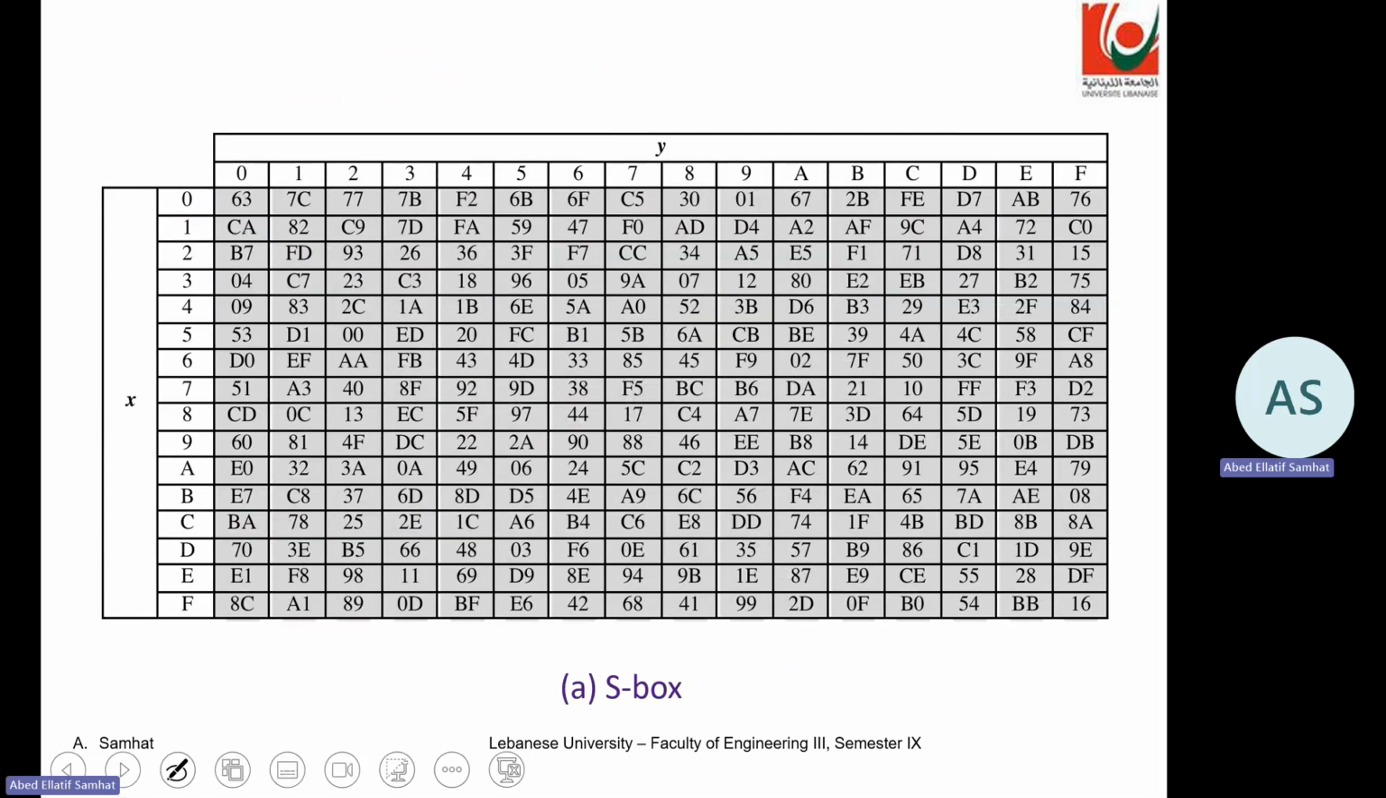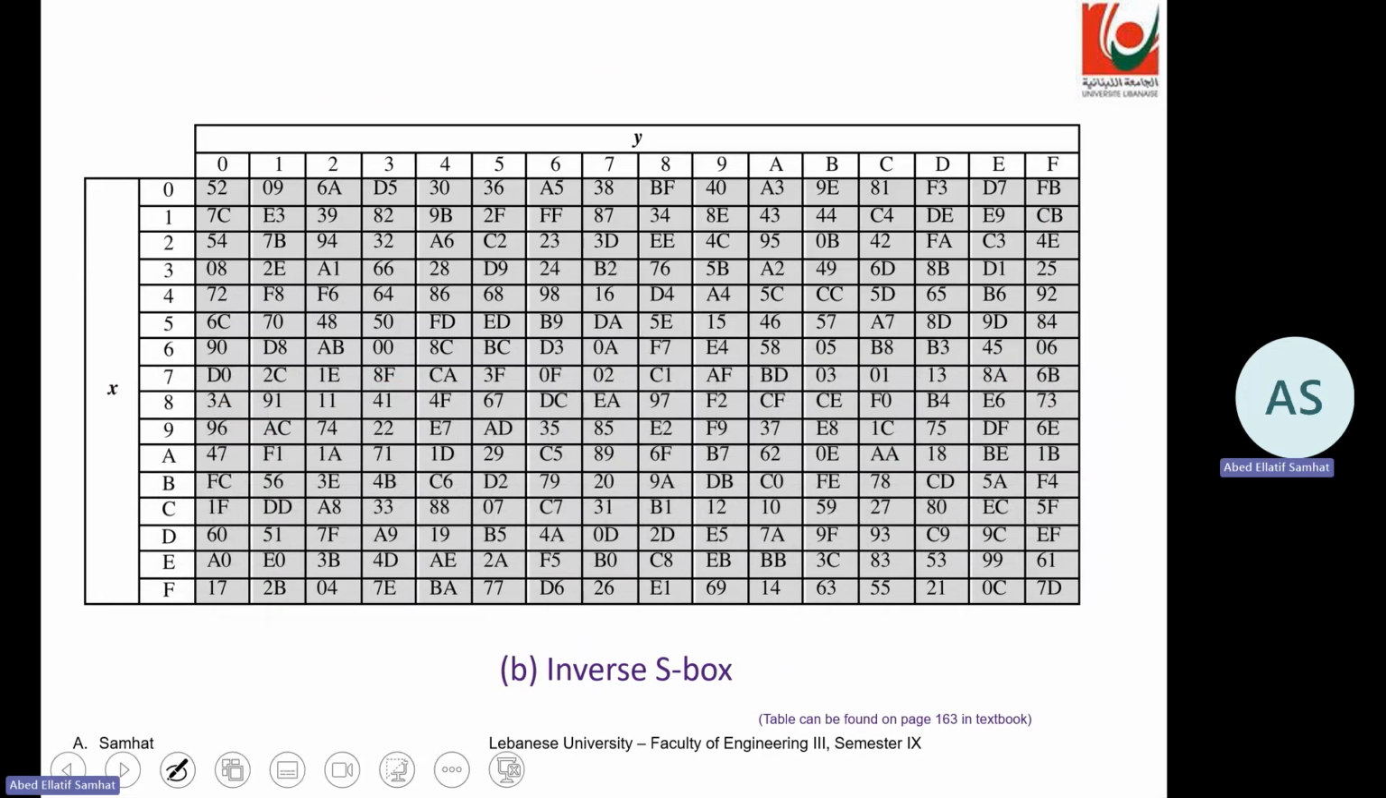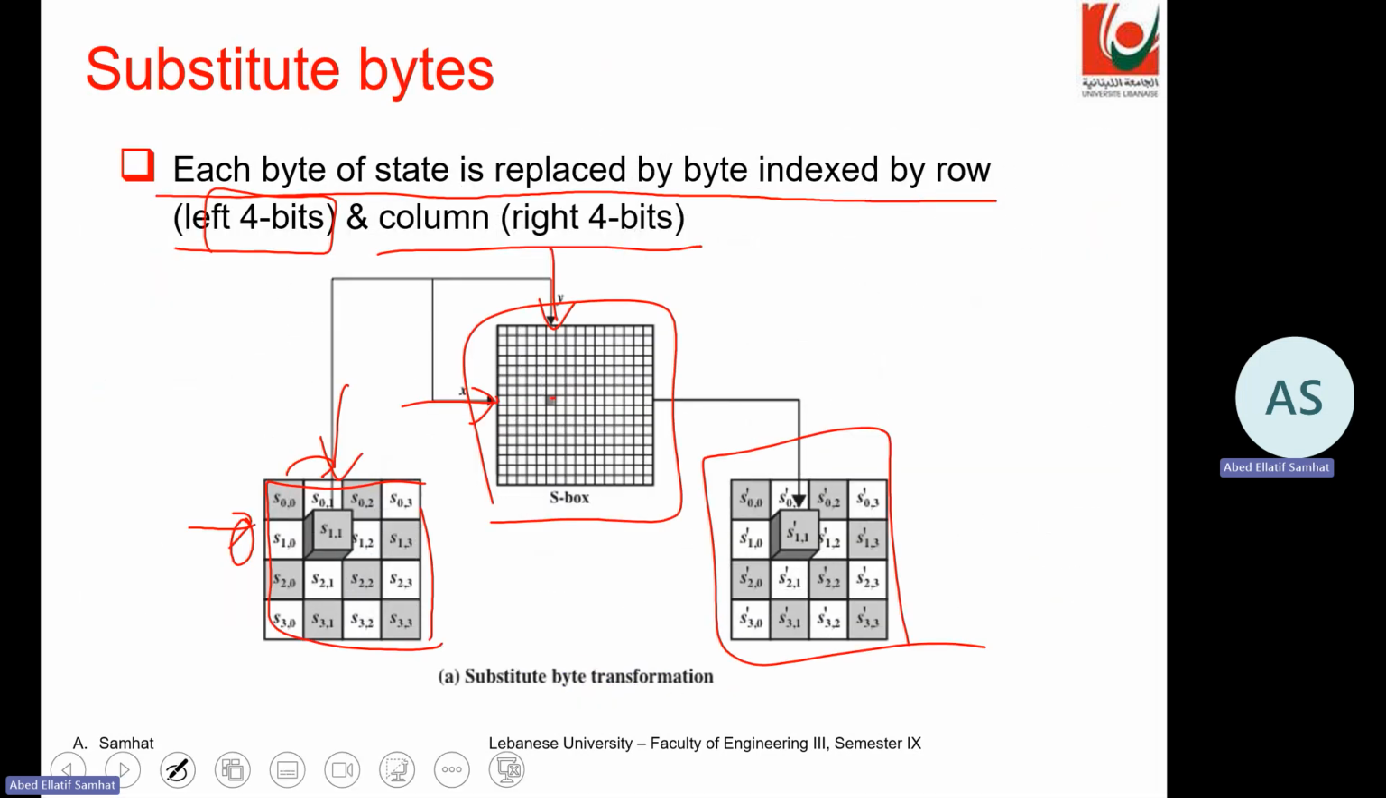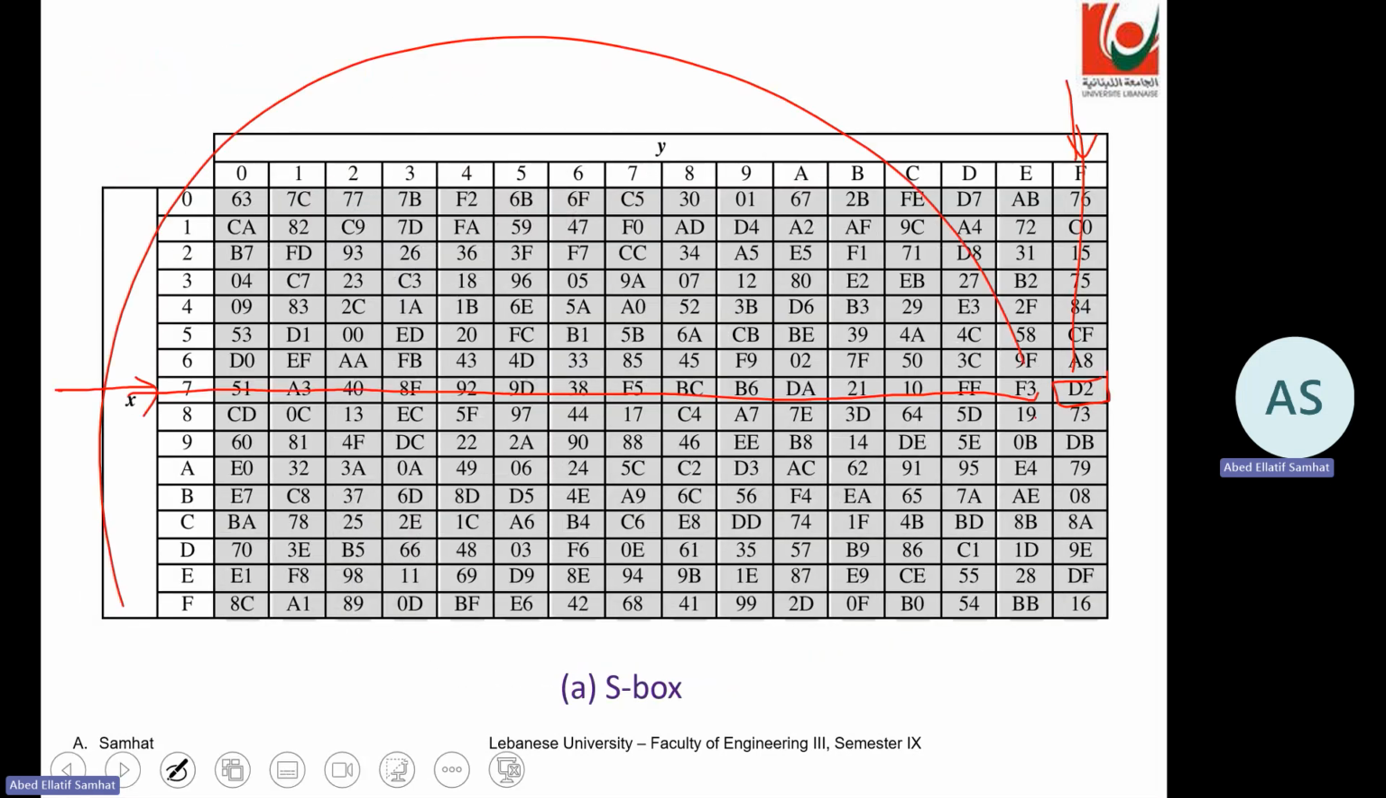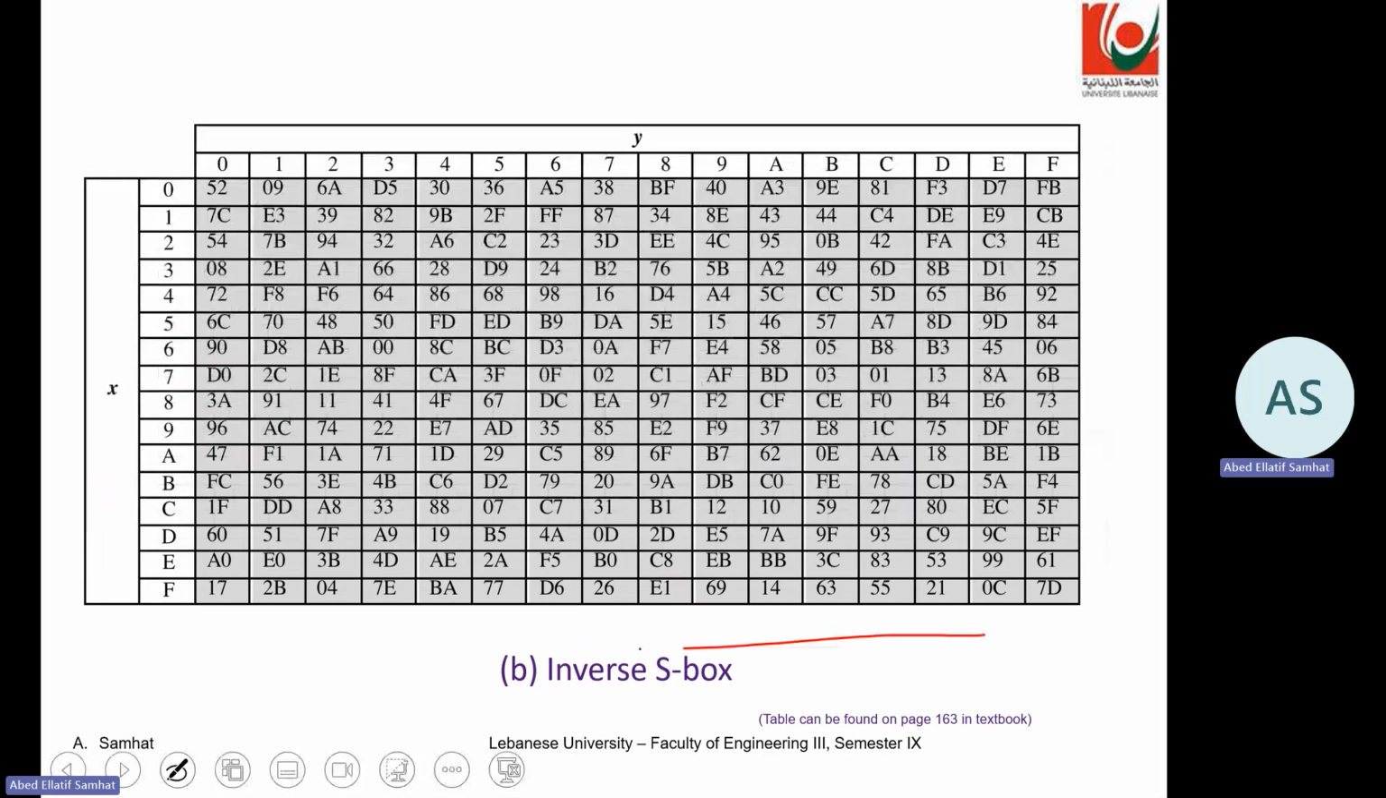This is an example of an S-box. If we specify, for example, the position 0111, it will be here, and let's say 1111, it will be F. So the result will be like this. This is the inverse S-box, because if we use this S-box at the encryption, we will use the inverse S-box at the decryption.